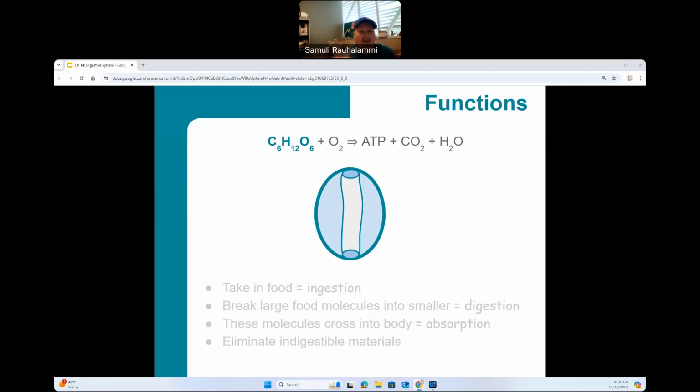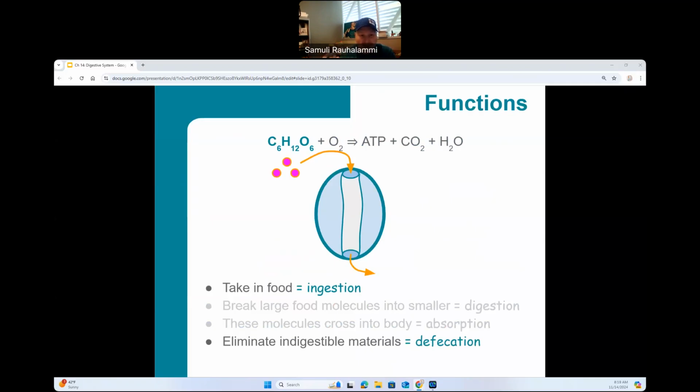So now that we have a basic idea of a shared ground, so to speak, of what I want us to focus on, let's have a look at the list of functions for the digestive system that I've listed below. The first function that I've highlighted is that the digestive system allows us to take in food, and this is known as ingestion.